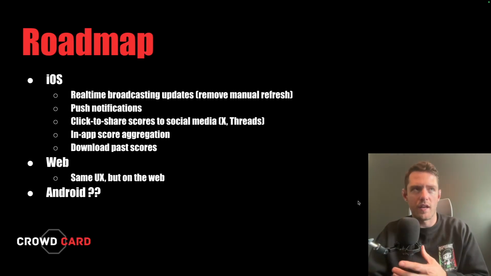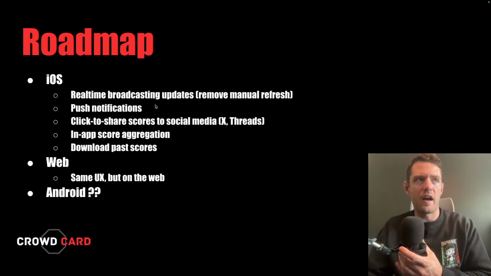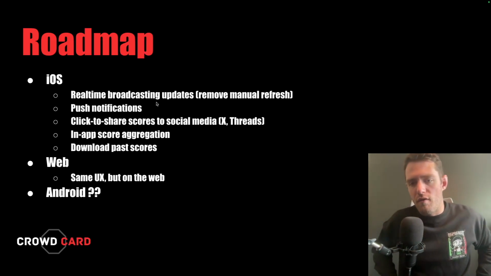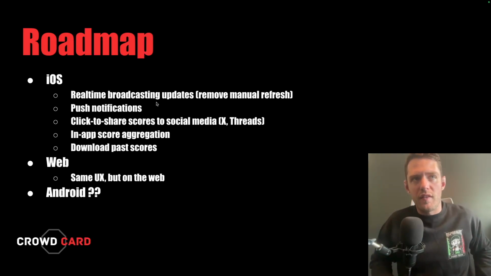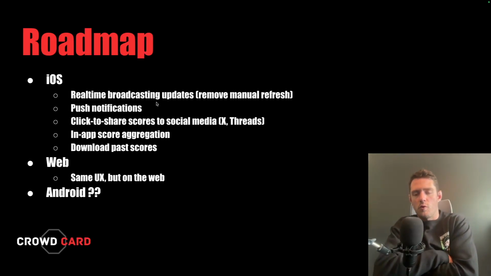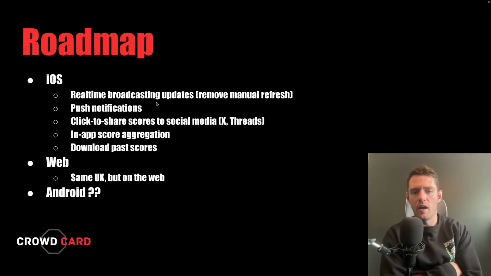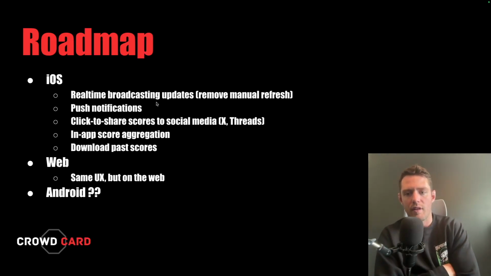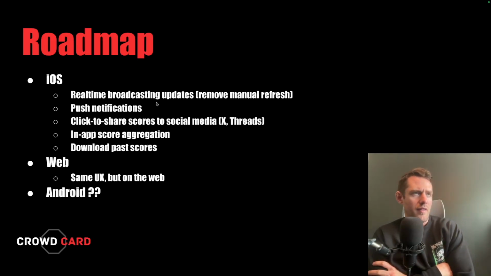Okay, some quick notes on product roadmap. For iOS, as I was saying in the scoring video, I am working on removing that manual refresh. So in the individual rounds, open and close for scoring, the user at the moment has to do a pull to refresh on the iOS app. I want that to be real-time broadcast, all automatic. I don't want the user to have to do that refresh. So I'm working on that.